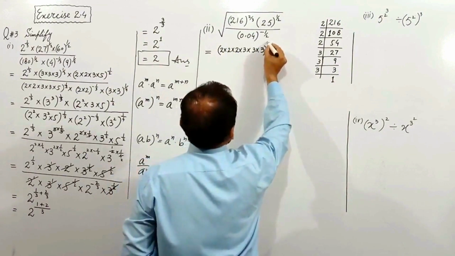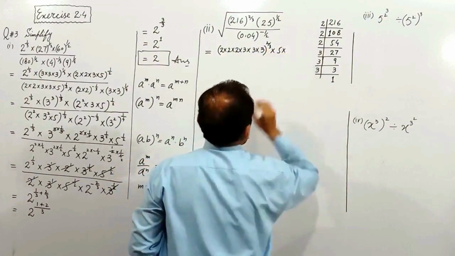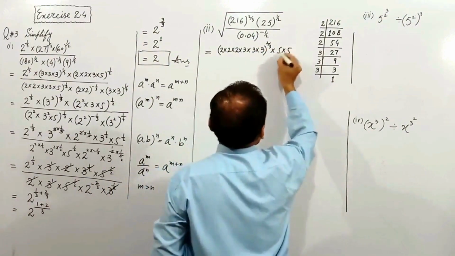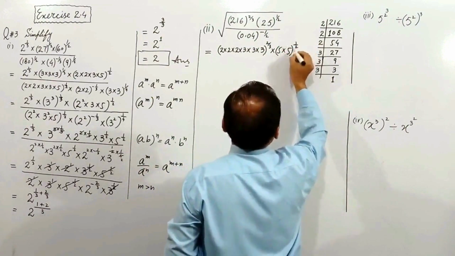So 216 raised to power 2 by 3. 5 into 5 whole power 1 by 2.